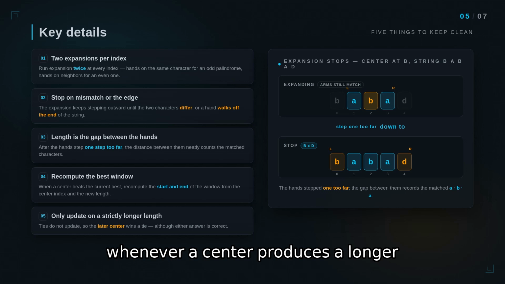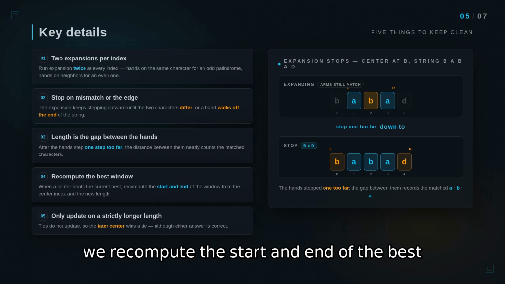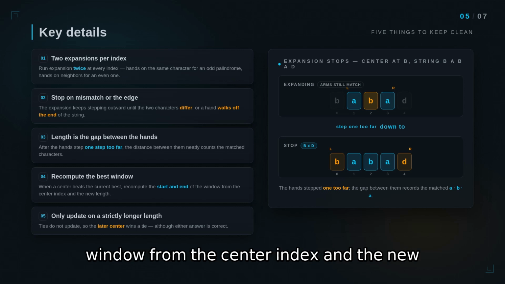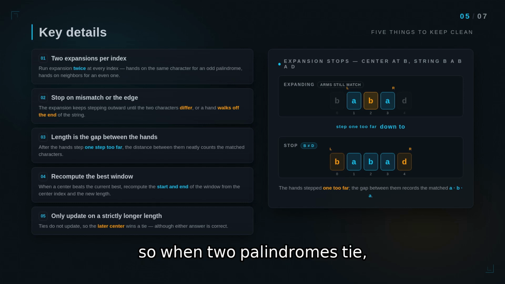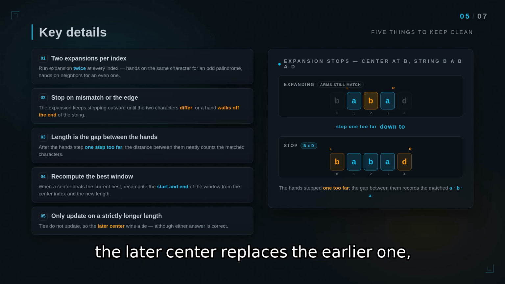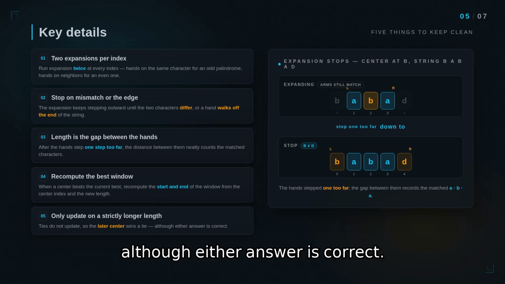Fourth, whenever a center produces a longer palindrome than the current best, we recompute the start and end of the best window from the center index and the new length. Fifth, we only update on a strictly longer length, so when two palindromes tie, the later center replaces the earlier one, although either answer is correct.